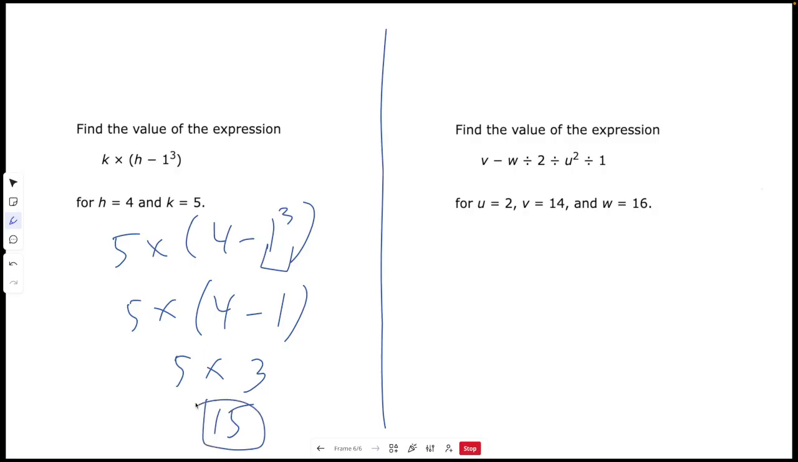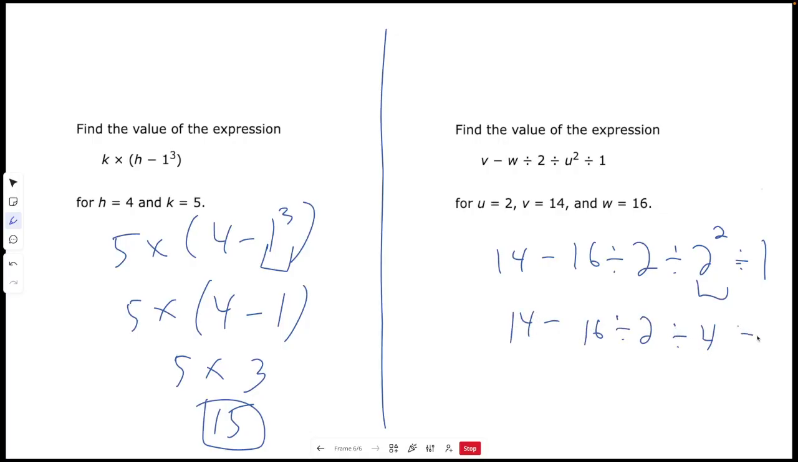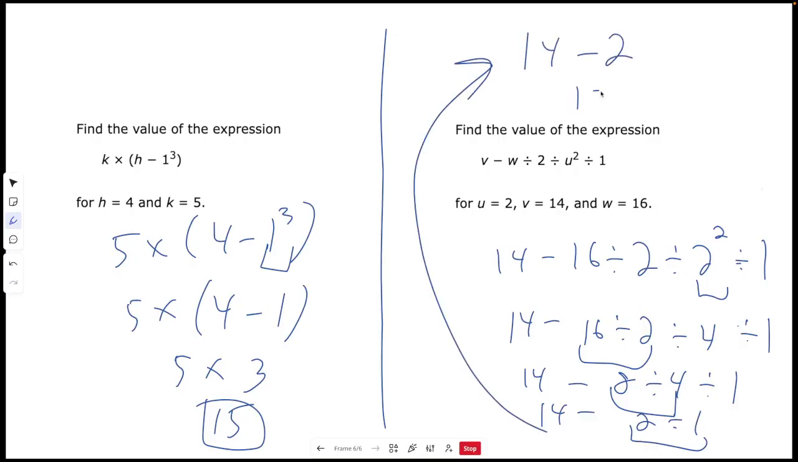Final answer. For this problem on the right, you should have done 14 minus 16 divided by 2 divided by 2 squared divided by 1. Then you should have done exponents first. Then you should have divided from left to right. So here first, then here, and then here. I'm running out of room. We're at 14 minus 2. Final answer should have been 12.